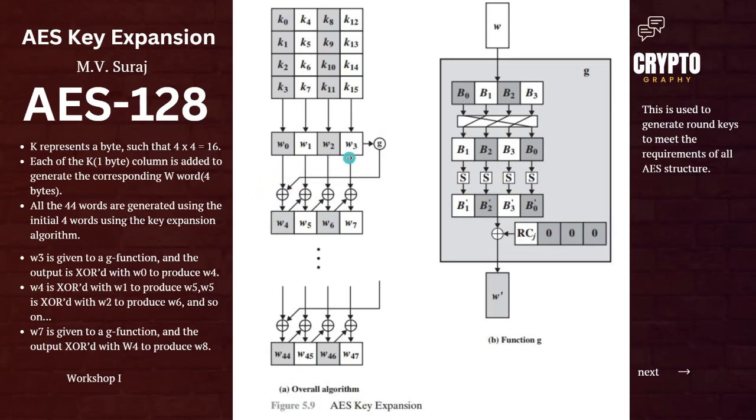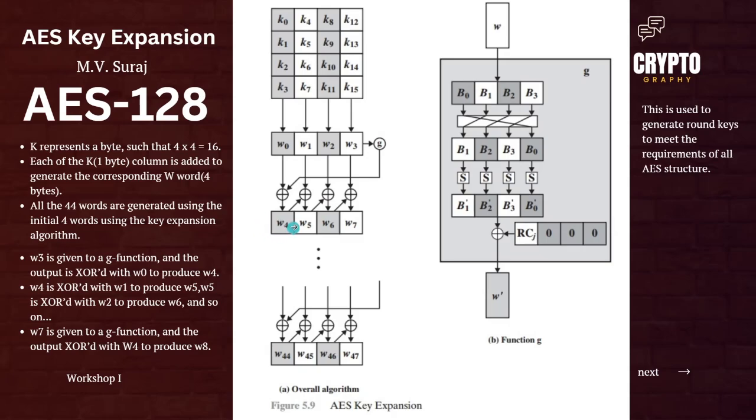Again, W3 is given to this function, and it will do the process, and you will get an output, that is W dash, and you will perform an XOR with this output and this initial value, W0, to get the next word, which is W4.